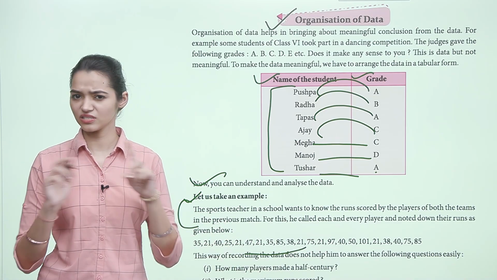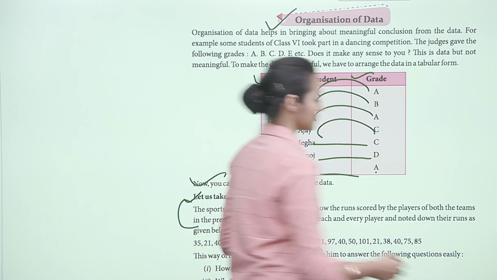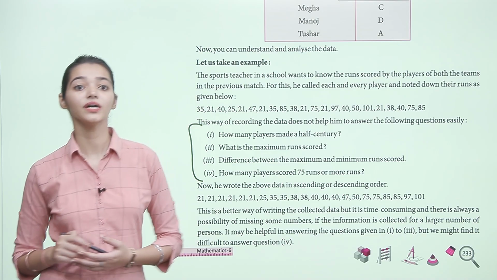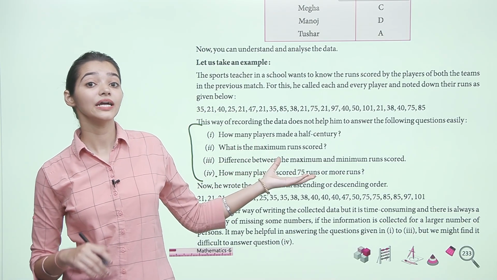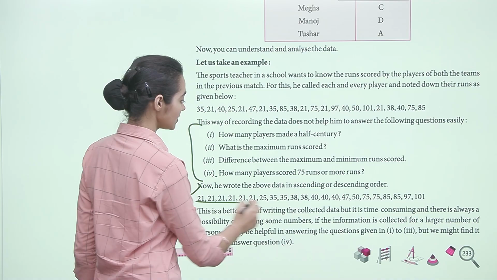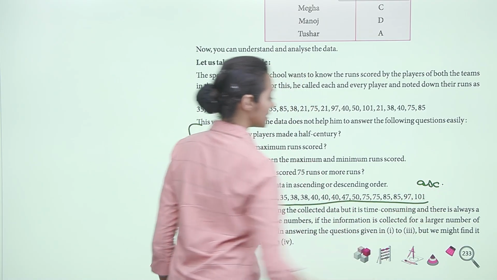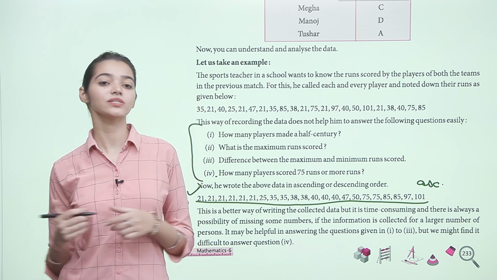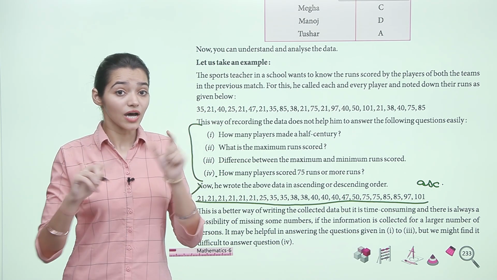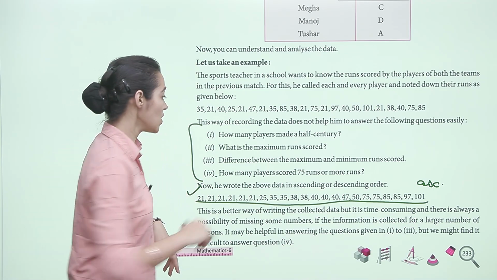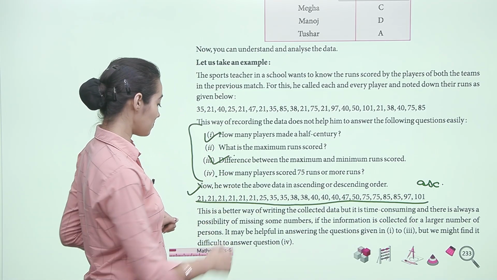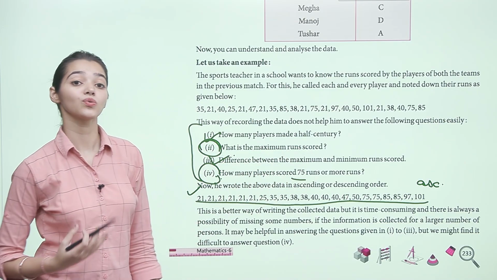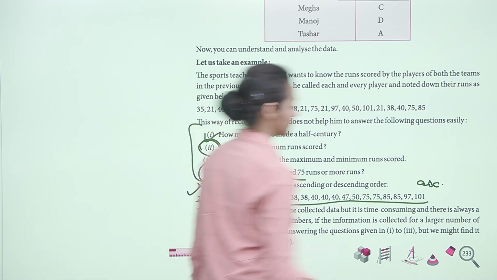This way of recording data does not help to answer the following questions easily. So these are our questions. Now what are we doing? We have written the above data in ascending order. This is a better way of presenting data, but it is time consuming, and there is always a possibility of missing some numbers. If the information is collected for a larger number of persons, it may help in answering the first and third questions, but we might find difficulty answering the second and fourth, that is the maximum runs scored and how many players scored 75 or more runs.